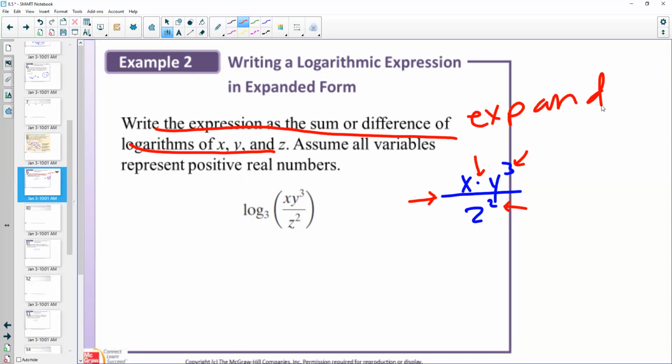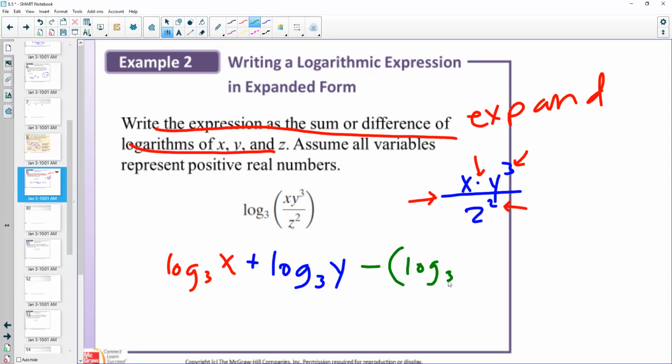Okay, so my log base 3 I'm going to use. I'm going to start from the top down. Log base 3 of x is being multiplied by log base 3 of y, so I'm going to write that as a plus sign. And I'm going to do the exponents later. I'm going to do one thing at a time. It's being divided by z, so that's a subtraction. Log base 3 of z, oops, that should be a squared, and the y should have a cubed. I just got excited about the subtraction.